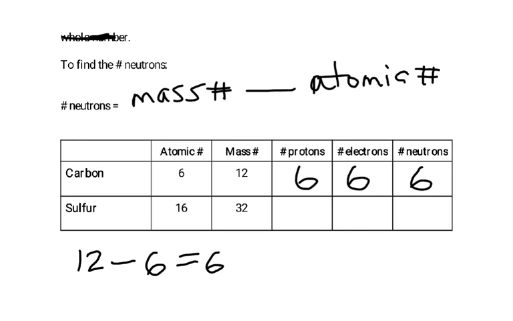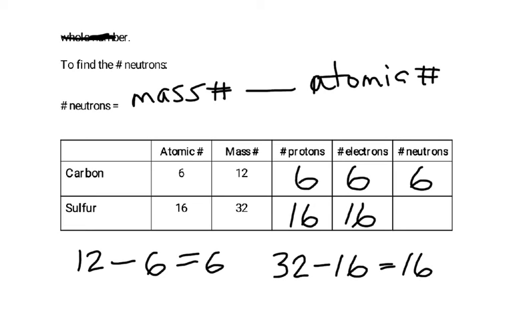So let's look at sulfur. Sulfur has an atomic number of 16, so it's got 16 protons and 16 electrons. And when you take the 32, which is the mass number, minus the atomic number, you do get 16 neutrons. And guys, it's as easy as that.